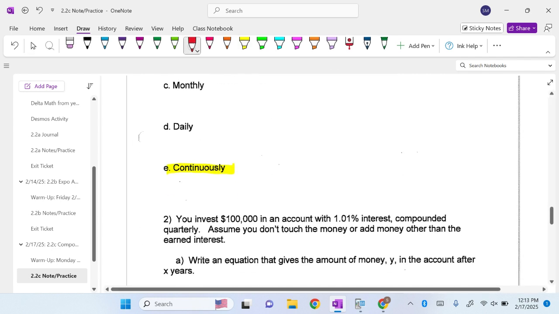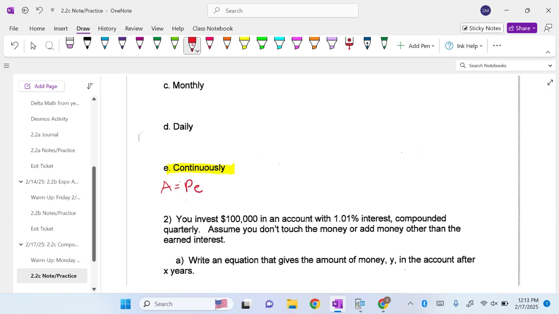So remember, if you're compounding continuously, you are using PERT. And again, I like to put parentheses around the E just so I know that's a number. I'm not replacing E with anything. And again, your calculator will calculate E. You don't need to put in a rounded decimal or anything. Your calculator has the capability of putting E in for you.